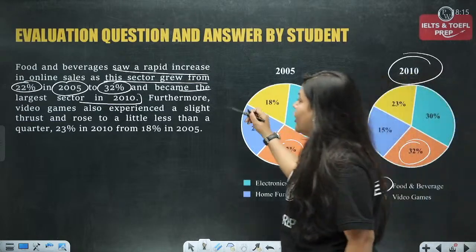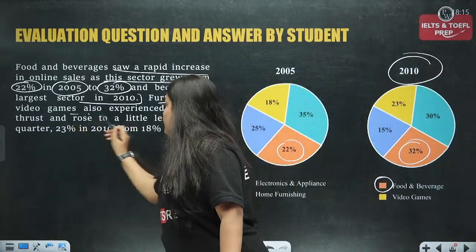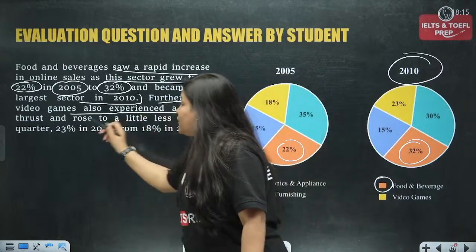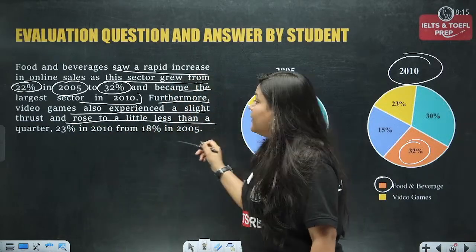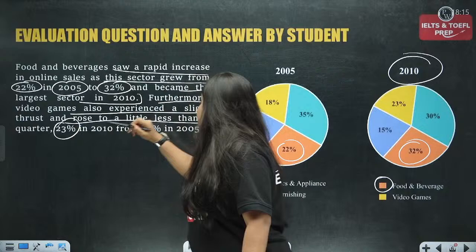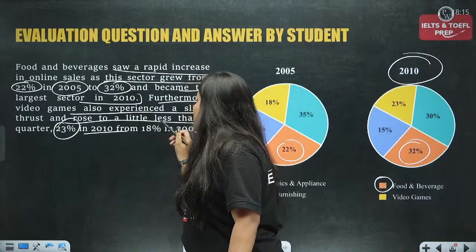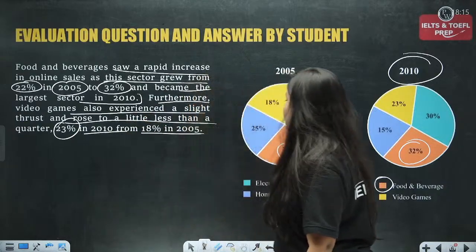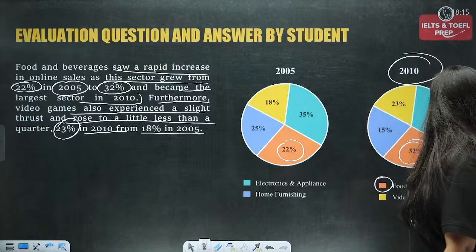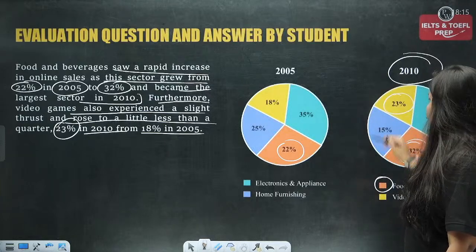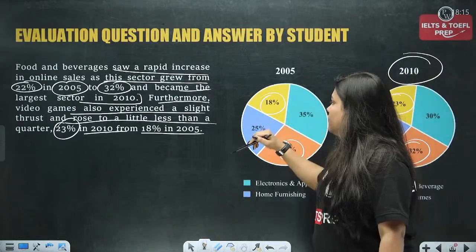Furthermore, video games also experienced a slight thrust and rose to a little less than a quarter, 23% in 2010 from 18% in 2005.